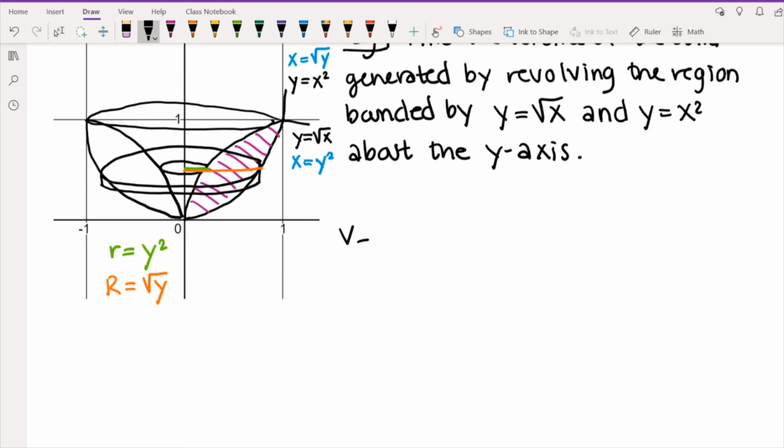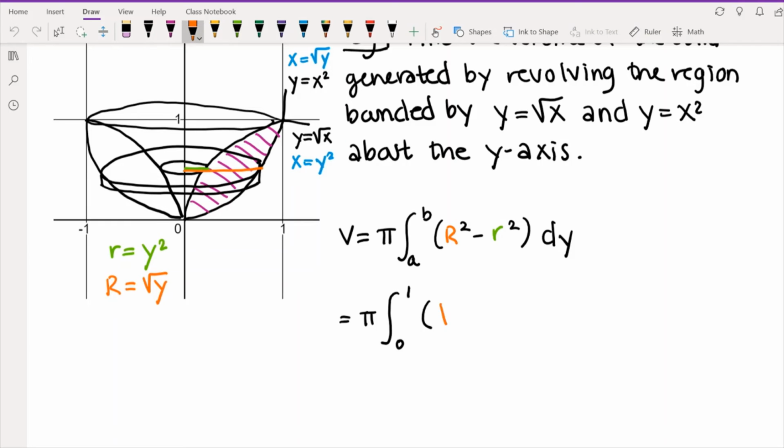Okay, and so the volume is going to be equal to pi times the integral from a to b of big R squared minus little r squared dy this time. And so in this case, that's going to look like pi times the integral. So this time we want to put in y values. So the smallest y value is 0. The biggest y value is 1. And then we have, for the first one, square root of y squared. And then for the second one, y squared squared.